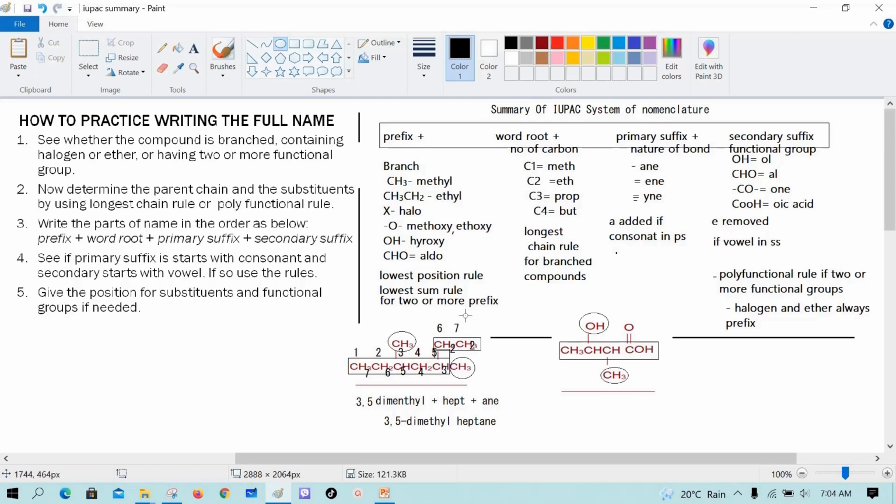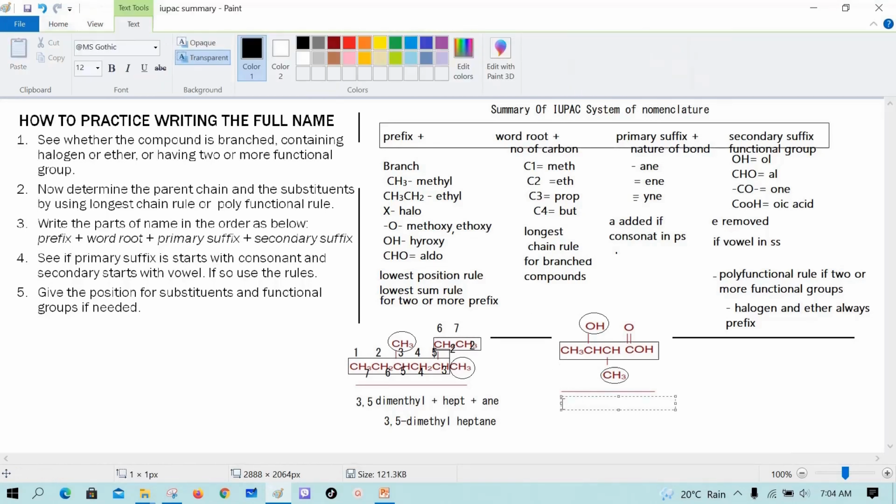So let's first write the prefixes. There are two prefixes, OH and CH3. For CH3 we have methyl, and if OH comes as a prefix, then we write hydroxy. So hydroxy and methyl, and we need to follow the alphabetical rule here. Alphabetically we first write hydroxy, and then methyl. That is the prefix, and then the word root.